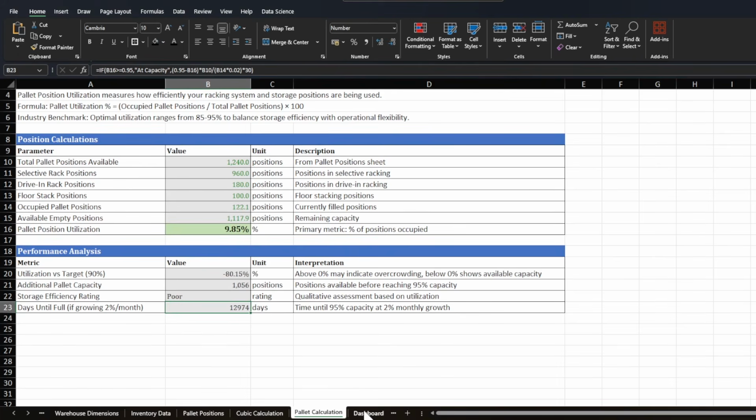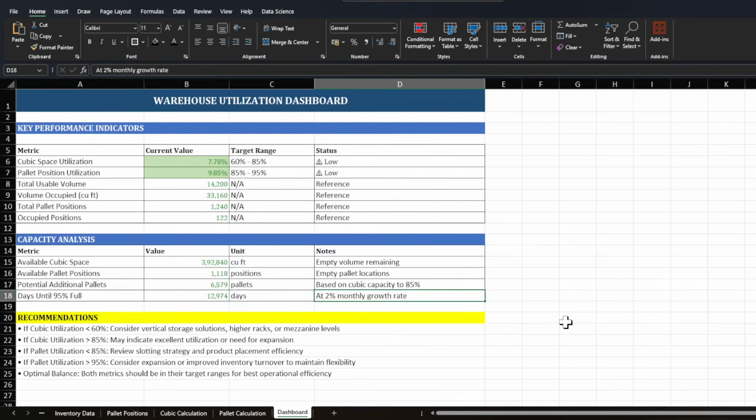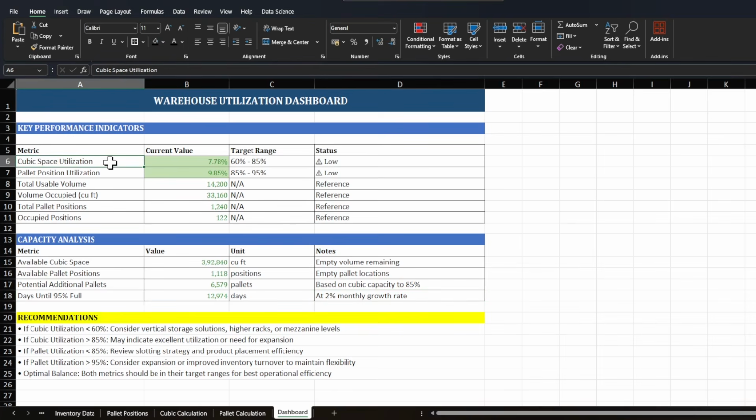Now come to the dashboard. So whatever data we have calculated, we can create a dashboard here in which we will have key performance indicators. One is cubic space utilization, which is coming from the cubic calculation. Then the pallet position utilization, which is coming from the pallet calculation. So if you have some target like 60 to 85%, you can have this automated status, which will tell you whether you are at low utilization.